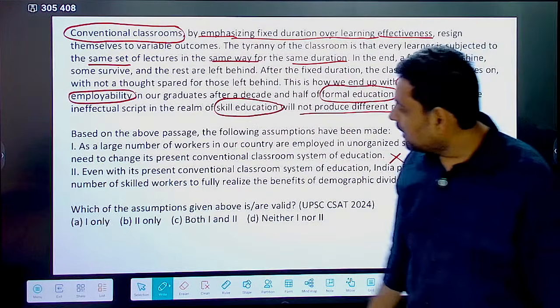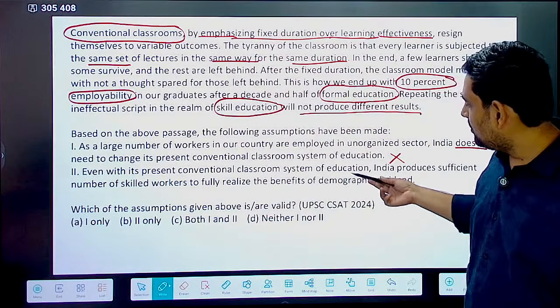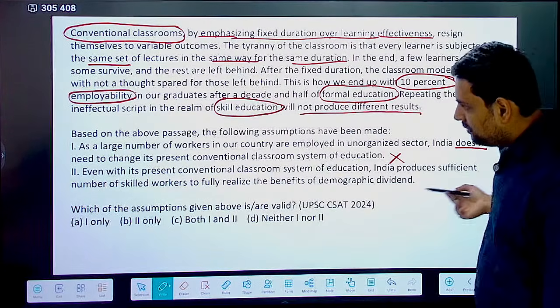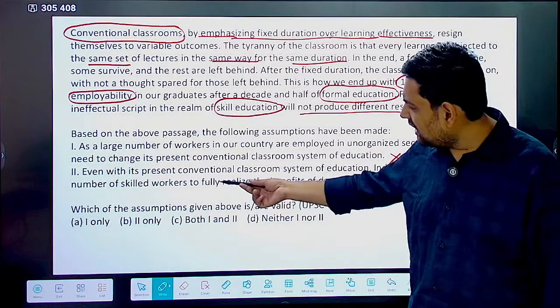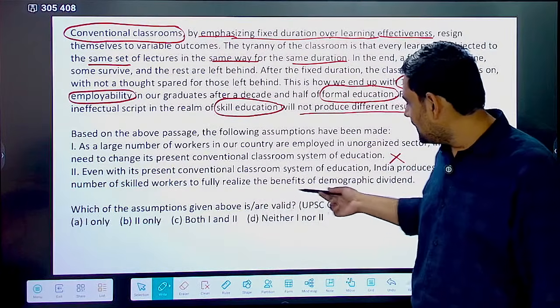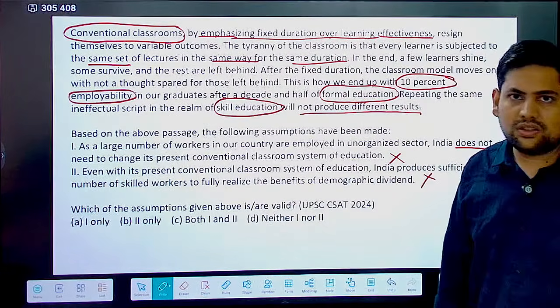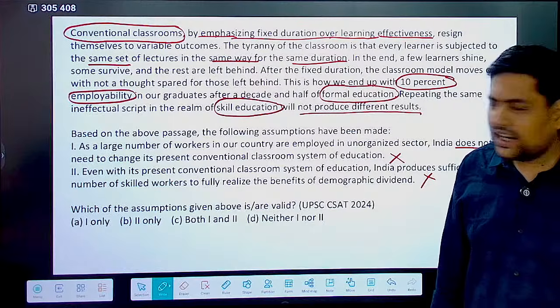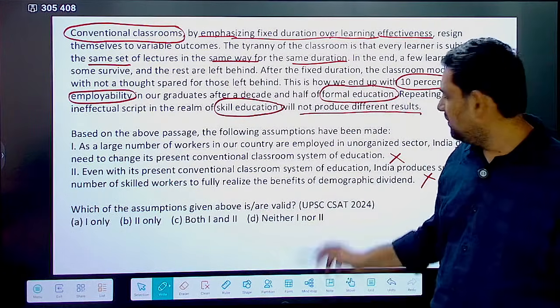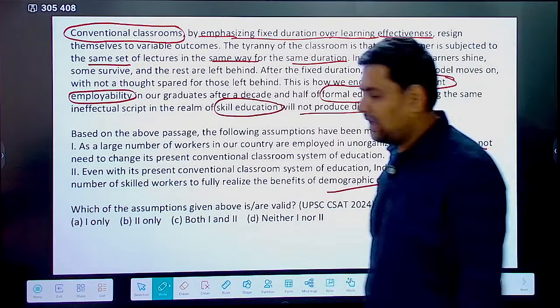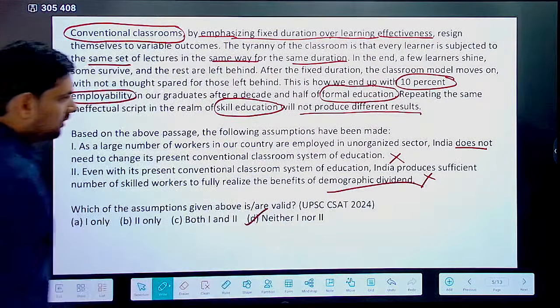Then, even with its present conventional classroom system of education, India produces sufficient number of skilled workers to fully realize the benefits of demographic dividend. This also is wrong. Correct? Why wrong? Because employability is 10%, fully realizing demographic dividend. Absolutely wrong. So answer becomes neither.